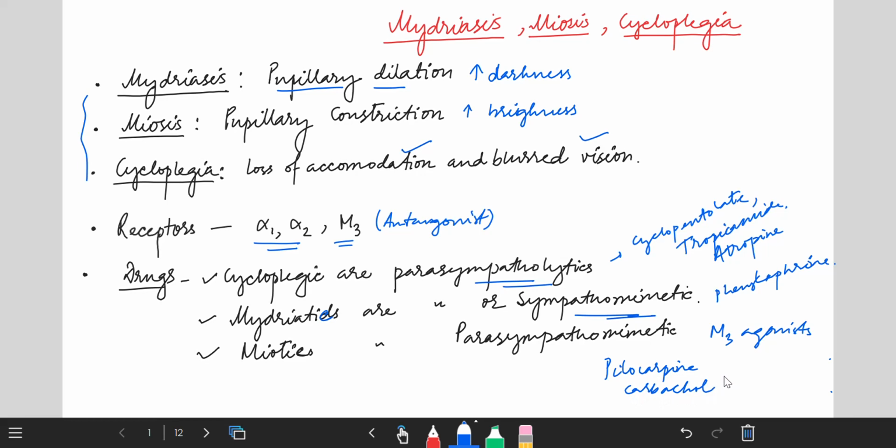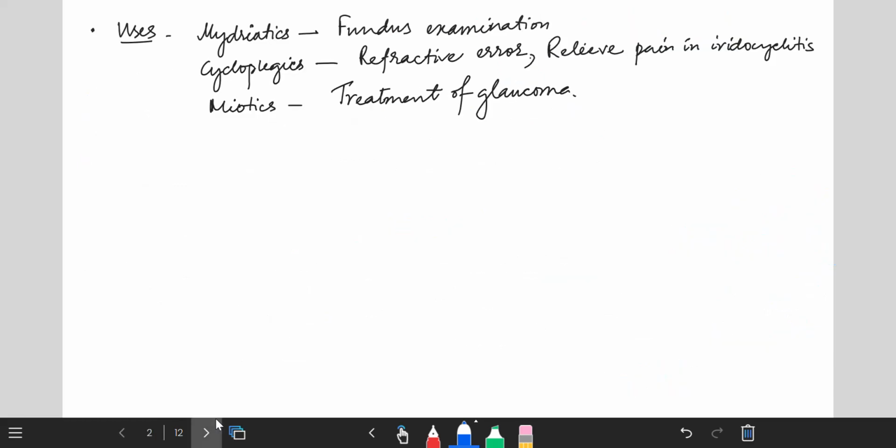Percentage is very much important. Cyclopentolate is used at 0.5 to 1%, and tropicamide is used at 0.5 to 1%. Atropine is always used at 0.5% to 1%. And phenylephrine is used at 2.5% to 10%. Now, what are the uses? Mydriatics are actually used for fundus examination in children. For fundus examination, the preferable drug is phenylephrine.